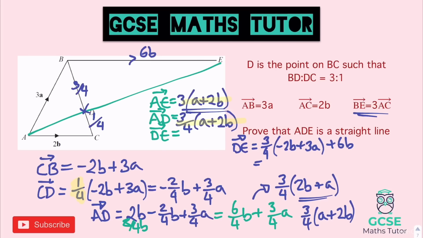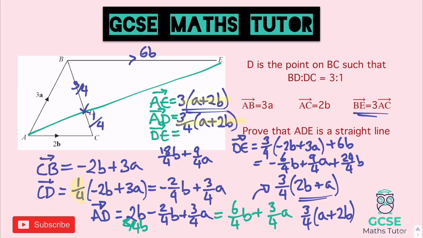And if we work this out, what do we get? We get minus 6 quarters B plus 9 quarters A, 3 times 3 quarters, plus the 6B, and again, how many quarters is 6? That is 4 times 6, which is 24, so it'd be 24 quarters B. And if we join that all together, 24 take away the 6 at the start leaves us with 18. Again, not got much space here, so we'll write it over here. We've got 18 quarters B and 9 quarters A.